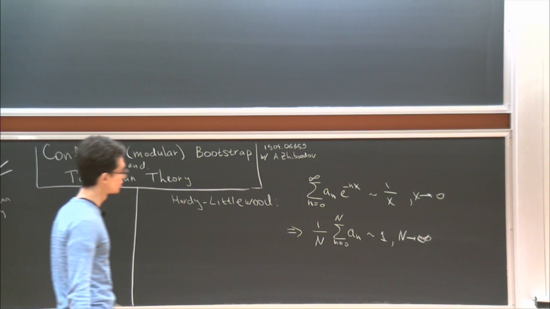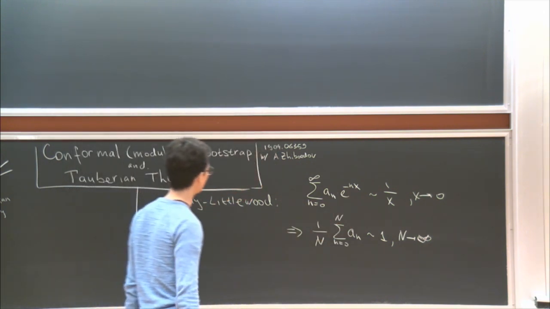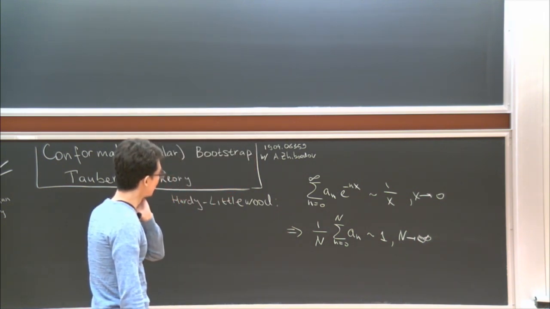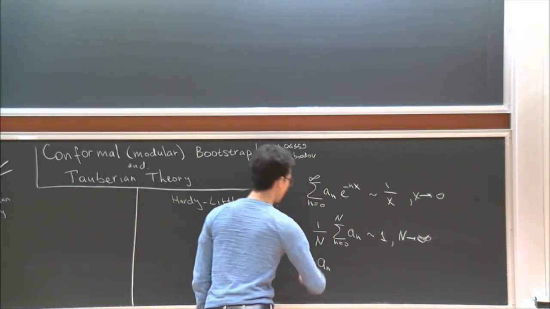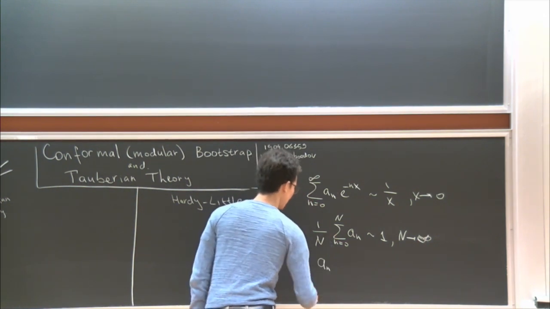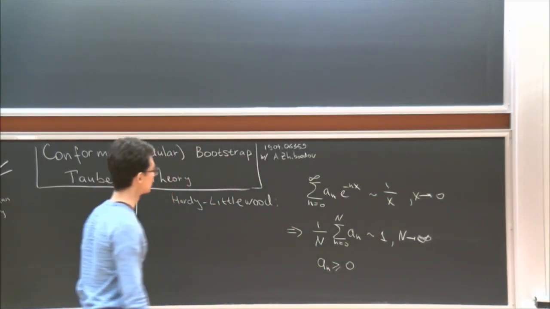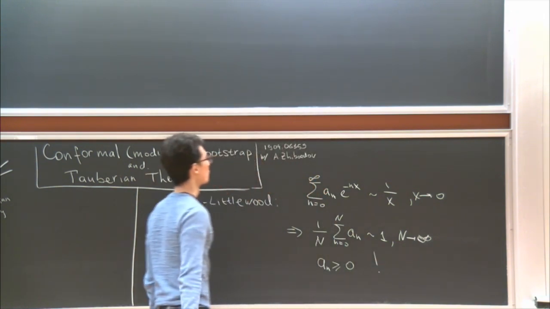Right? And so this is a typical sort of result in this business. One important thing to notice here is that a crucial condition under which this statement is true is that a_n should be positive definite. And this is very important.